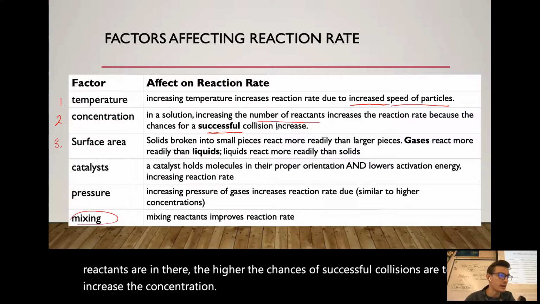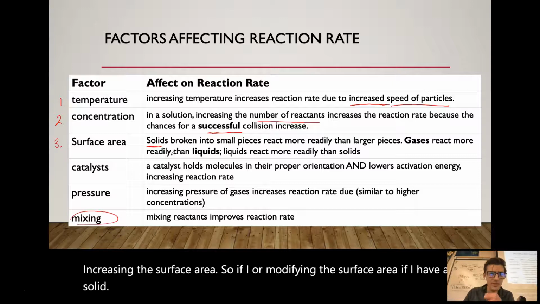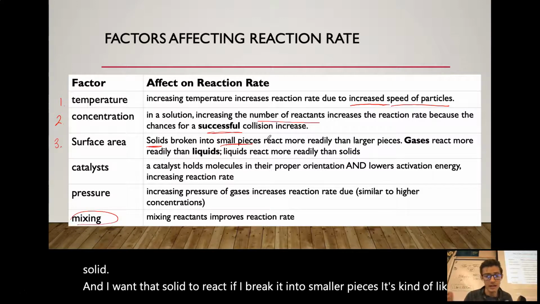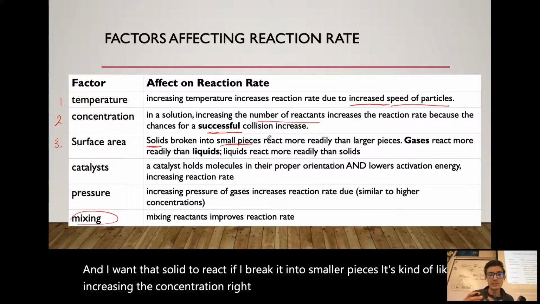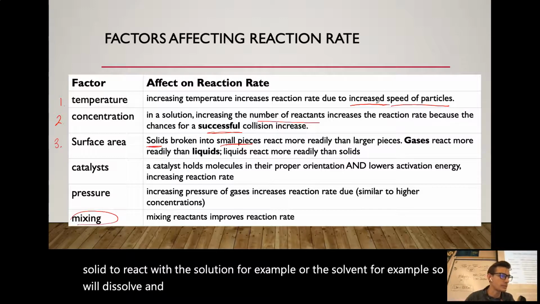Third, increasing or modifying the surface area. If I have a solid and I want that solid to react, if I break it into smaller pieces, it's kind of like increasing the concentration, right? I'm allowing more surfaces for that solid to react with the solution, for example, or the solvent. So it will dissolve and then start to react while it's in solution.